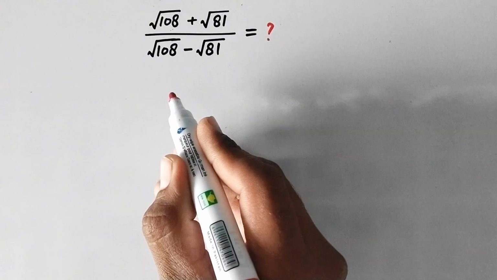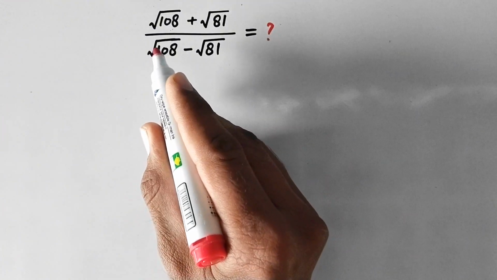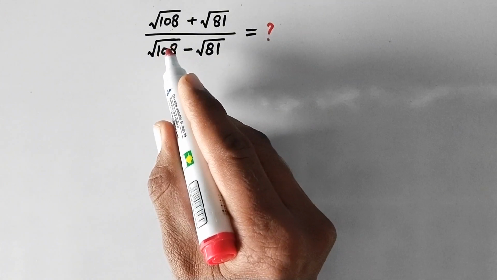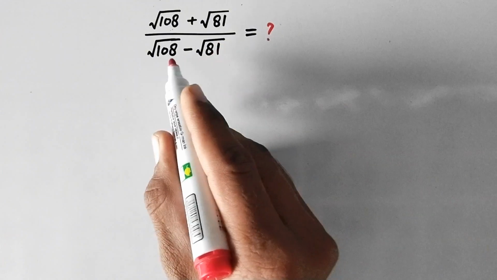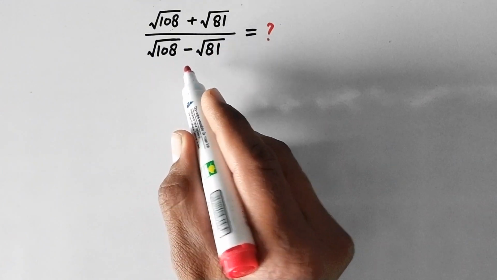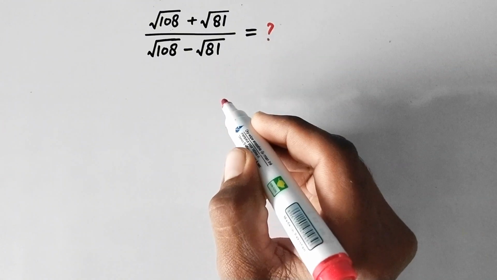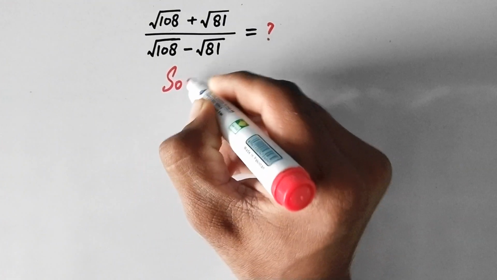In this video, the question we have to solve is: how to simplify (square root of 108 plus square root of 81) divided by (square root of 108 minus square root of 81). So let us see its solution.